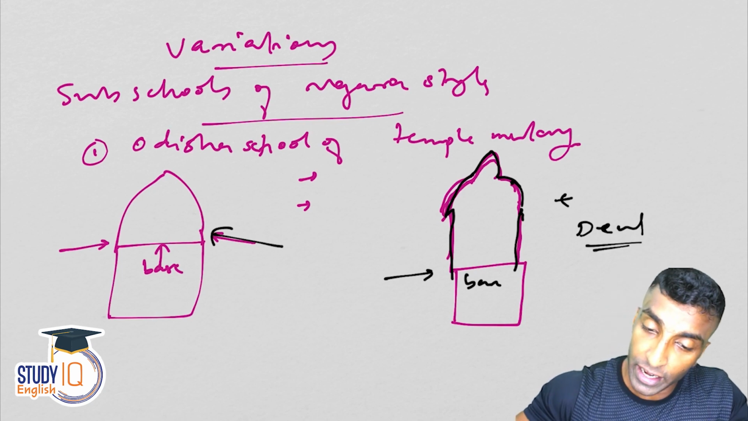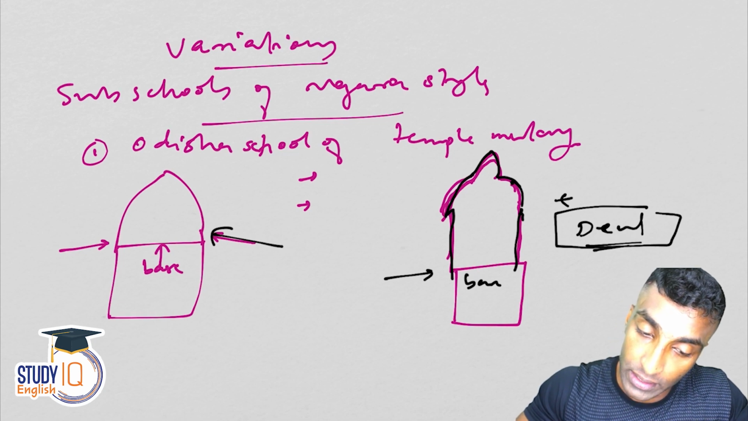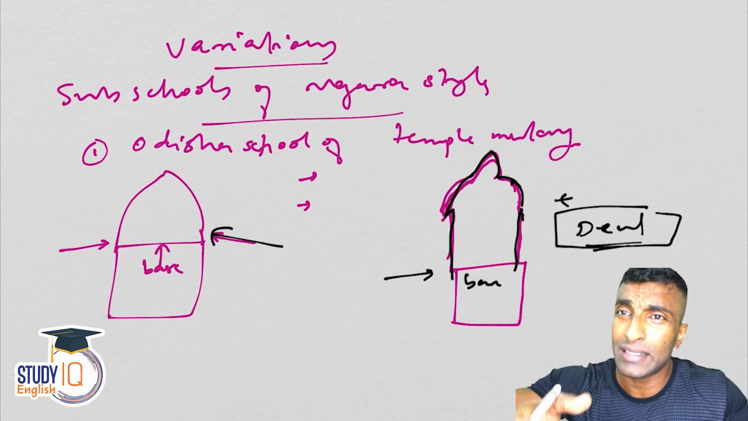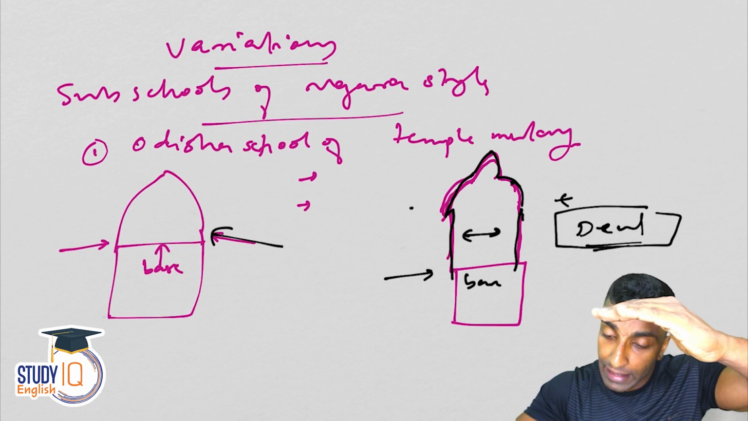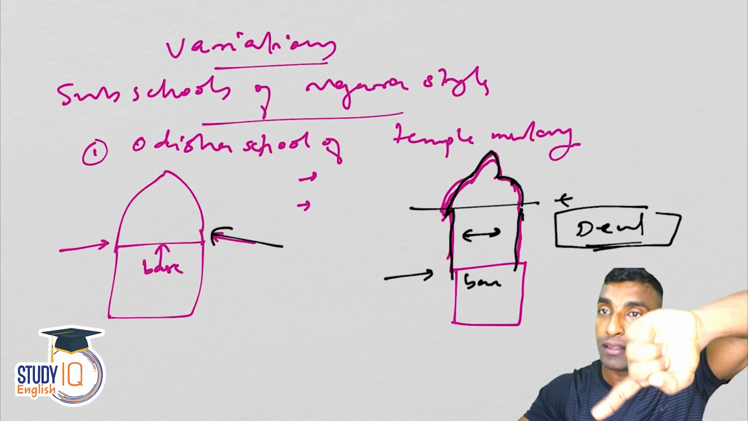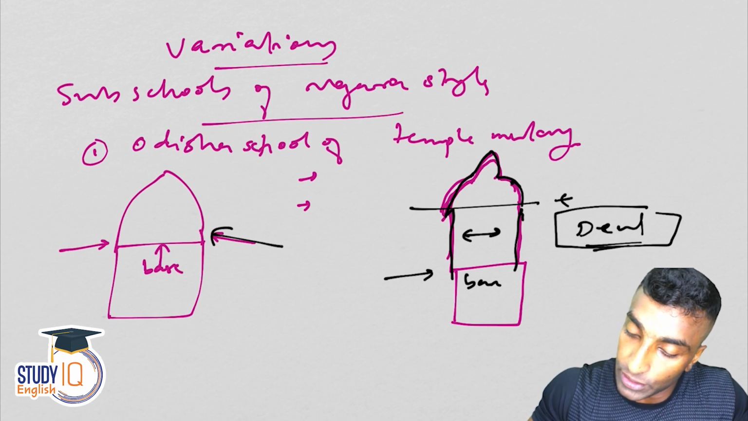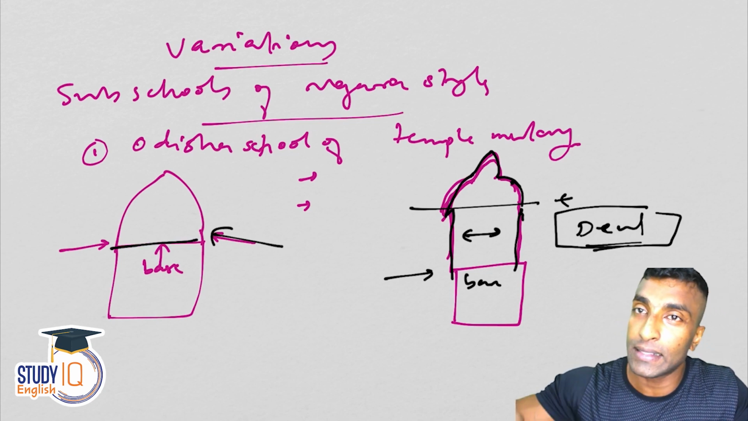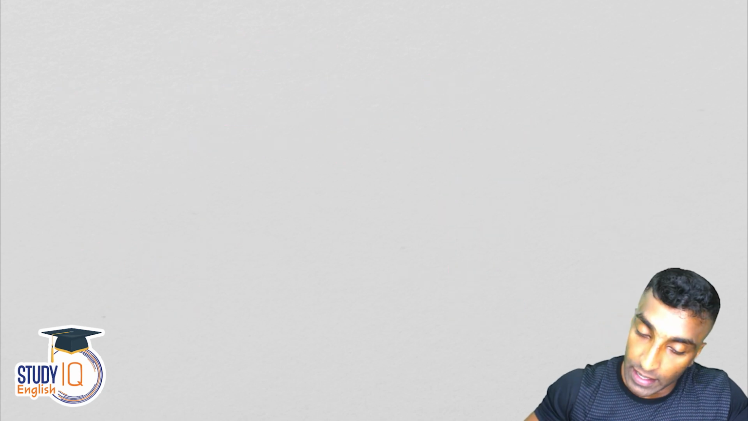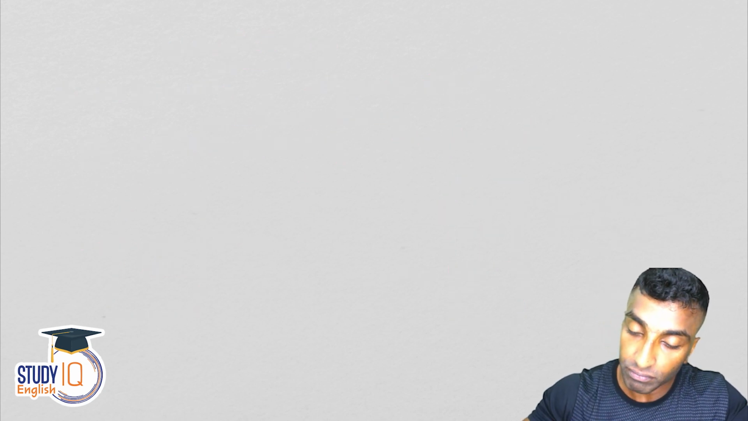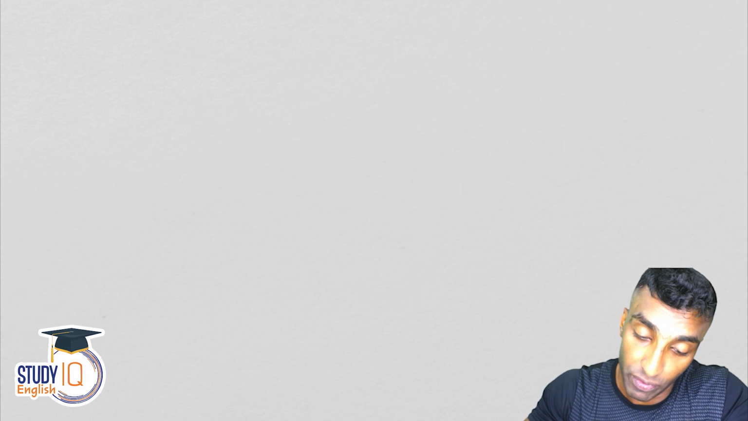So the shikhara in Odisha style is called Deul, which is, you can see, almost vertical till the top, and at the top you will see there will be a curve. Whereas here, from the base itself the curve is there. That's the main difference. Now the second one: I told you about the boundary wall, right?